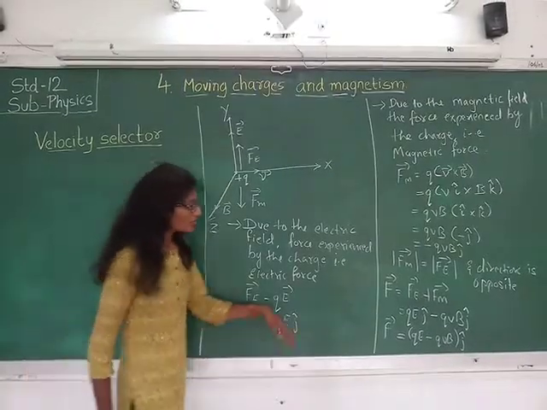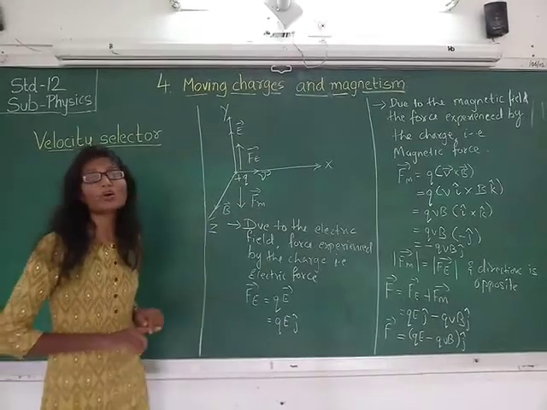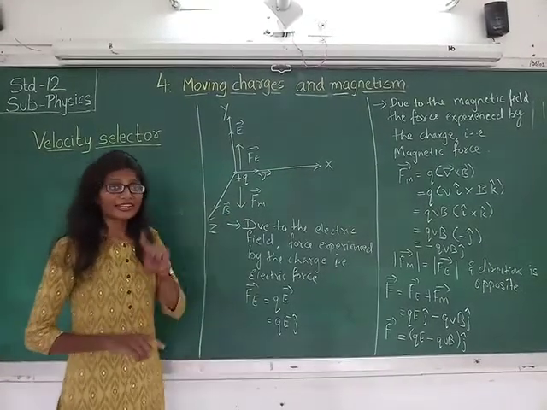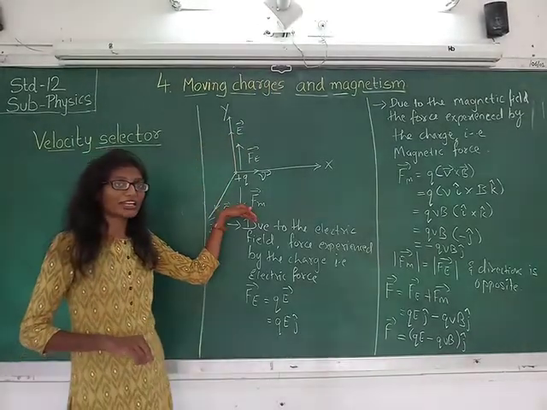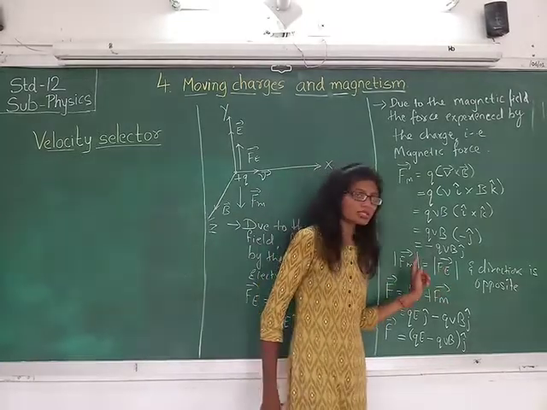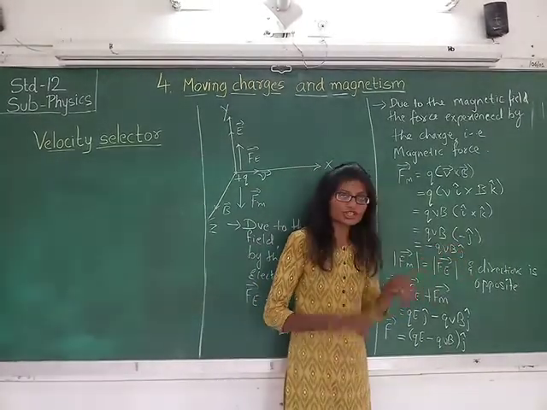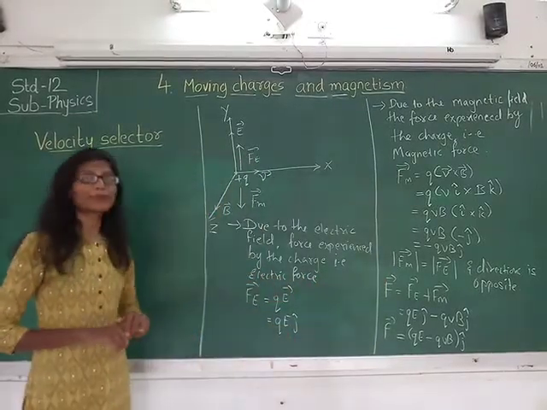Okay, so here I have already said the electric force and the magnetic force both are in opposite direction, and the condition over here is that the magnitude of electric force and the magnetic force should be equal. So when we take the magnitude of both the forces as equal and we know that directions are opposite, then in that case the net force acting on this charge will be 0.